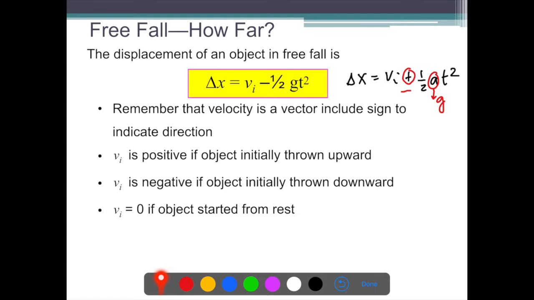Okay, so again, remember that velocity is a vector. So just like incorporating the direction for gravitational acceleration to be negative, you also need to incorporate the sign for your initial velocity here. As we've said earlier, if the object is initially thrown upwards, your initial velocity will be positive. If your object is initially thrown downwards, then the initial velocity should be negative. And if the object is starting from rest, then of course the initial velocity will be 0.